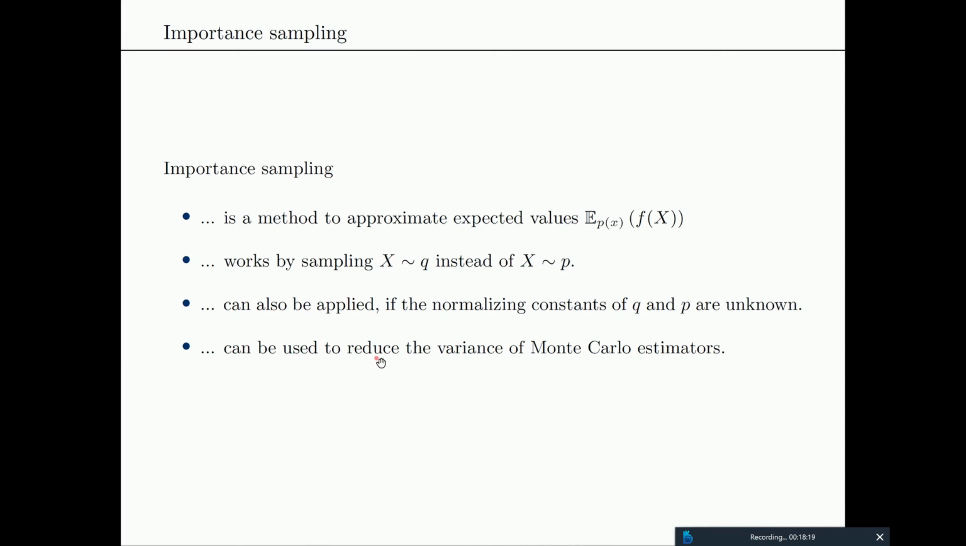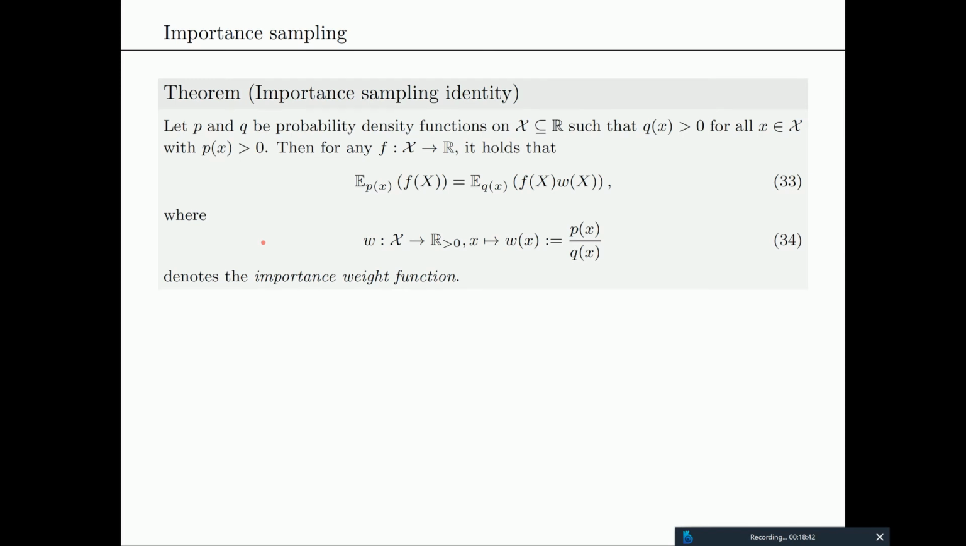This is what I said earlier: they can be used to reduce the variance of Monte Carlo estimators. However, this story is a little bit too big for the lecture, so I'm just telling you what importance sampling really is, and its various uses in computation you can then study for yourself. So what is importance sampling, irrespective of its use?